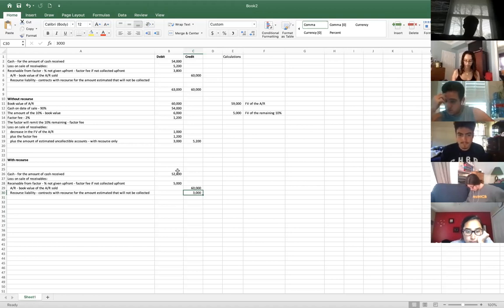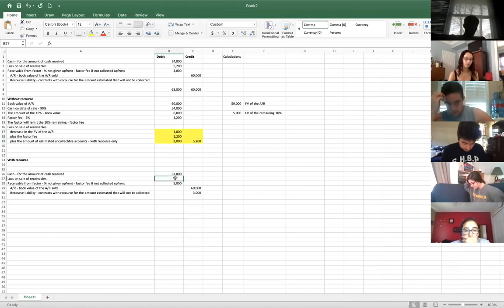So what is the loss? It's the factor fee plus the decrease from the book value to the fair value, and then also the recourse liability. You add those three numbers up. So we had a decrease in the fair value of 1,000, a factor fee of 1,200, and then the amount of bad debt recourse of 3,000. And those sum up to the 5,200.